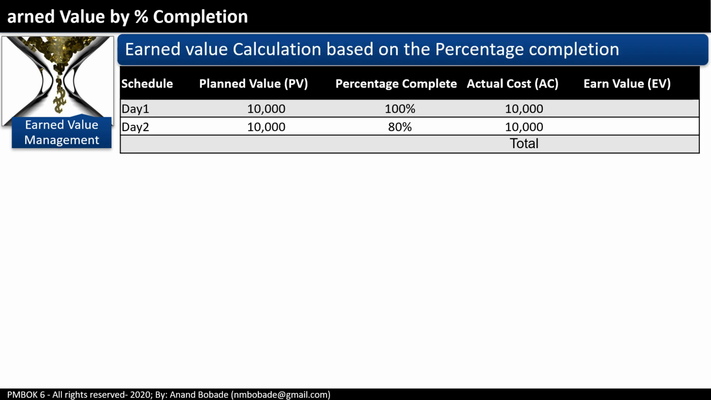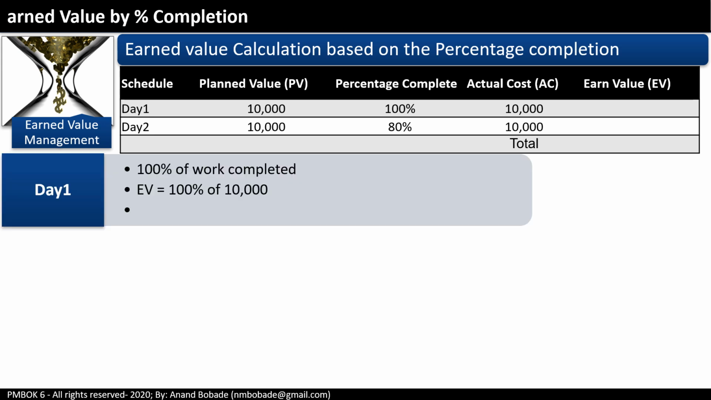EVM allows you to calculate earned value in two ways: by percentage of work completed or by the actual number of items completed. Let's start with the percentage method. Imagine you have a 2-day schedule to install 50 computers. On day 1, the planned value is 10,000. The work is 100% complete. The actual cost is also 10,000. So EV is 100% of PV equals 10,000.